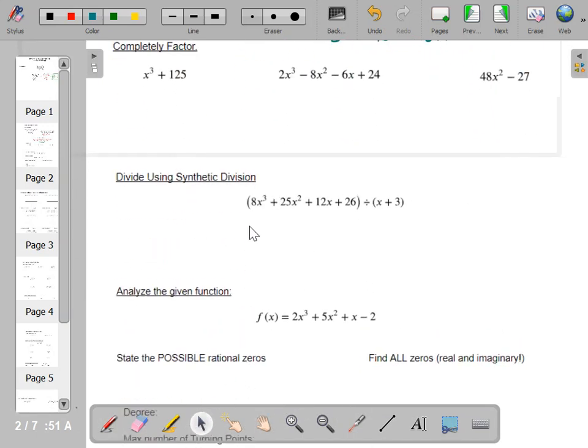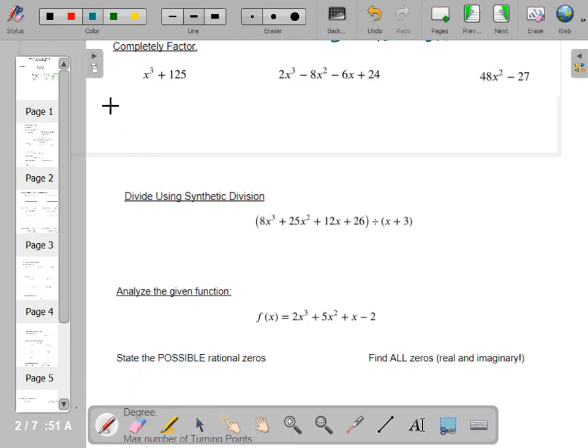Completely factor. So on a multiple choice test, obviously you can work backwards, but this is a formula. It's a, b, a squared, ab, b squared. And then the signs are SOAP. So if this is positive, the same, opposite, always positive.